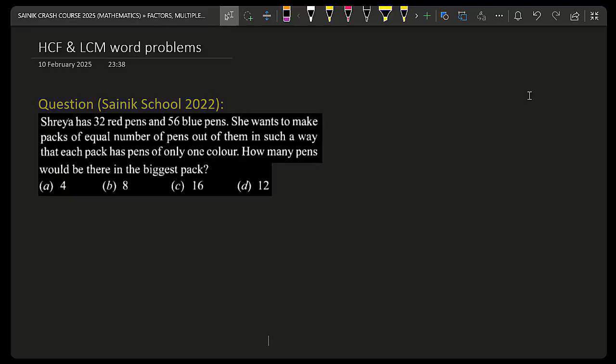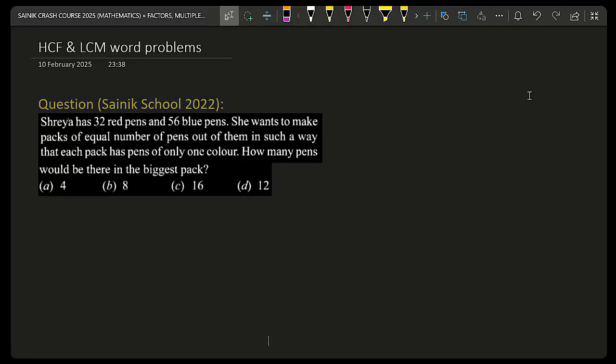Sir, factors. Why is it creating factors? Can you explain? She wants to make packs of equal number of pens out of them in such a way that each pack has only one color. Suppose 32 red pens are there. Can I distribute like 4 packs and each pack is containing 8 pens? Yes. So the number of pens should always be a factor of 32 and also a factor of 56, because blue pens also we are dividing into packs, right? Yes. So that means you are going to get factors or multiples. Factors. Because this question is creating factors, we have to go for finding HCF.